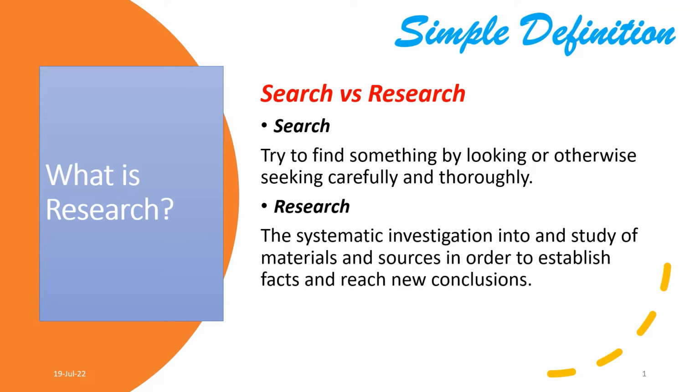So searching again. Why do we have to search? Why do we have to do research? Because we want to build some new conclusions, new facts based on the existing literature. So in this definition, you can see the systematic investigation. We have to conduct systematic investigation through which we have to find out, or we have to establish some of the facts based on the existing literature, and also we can build up some new conclusions.